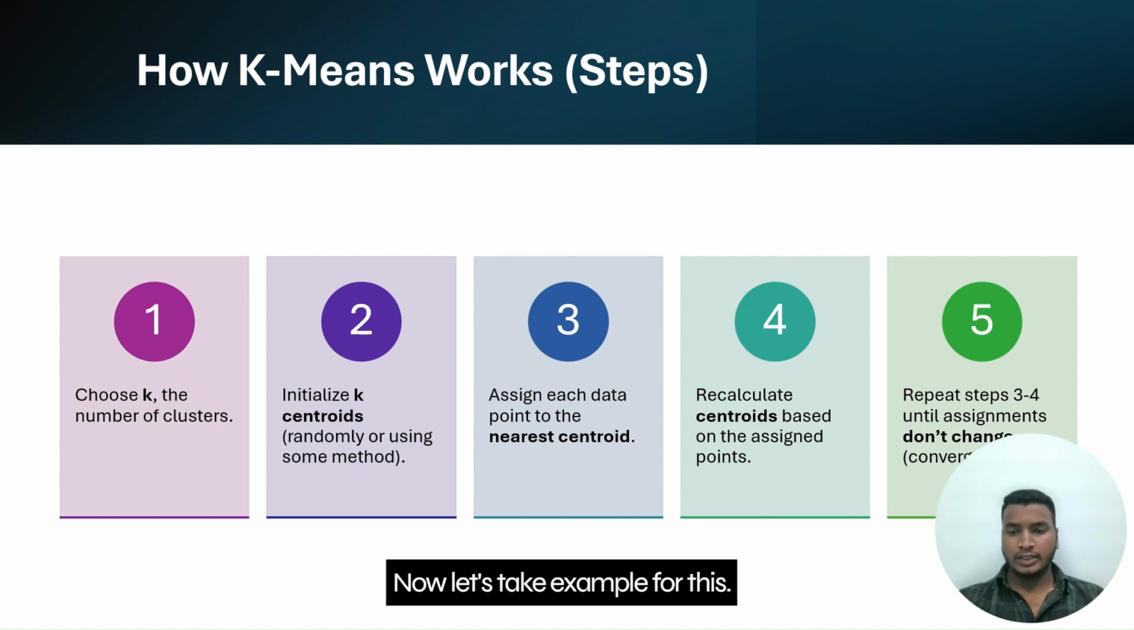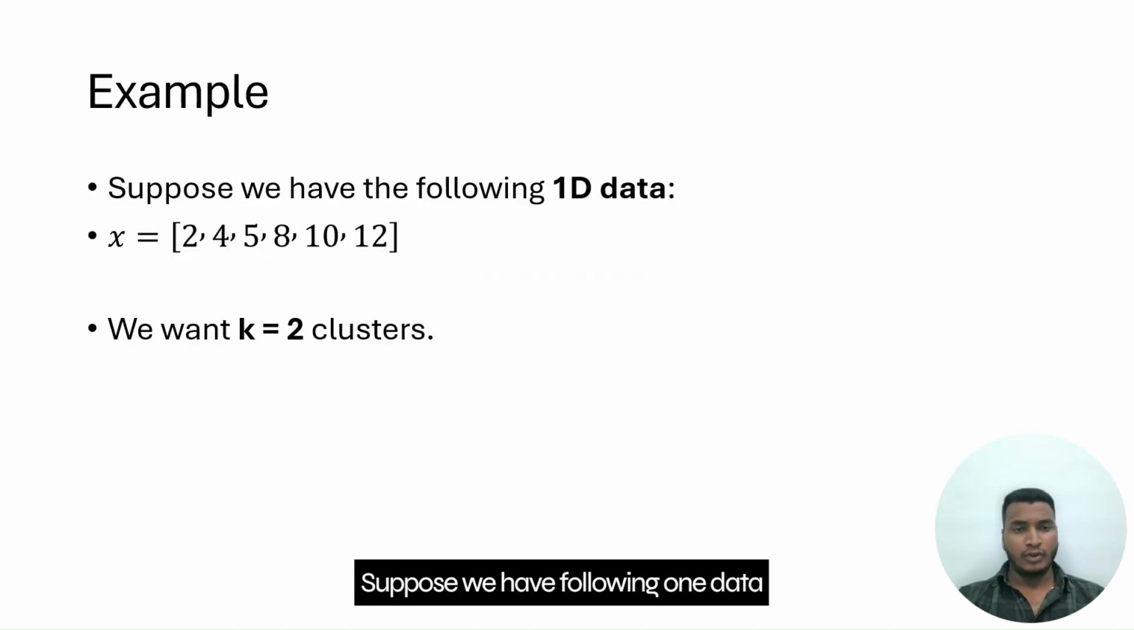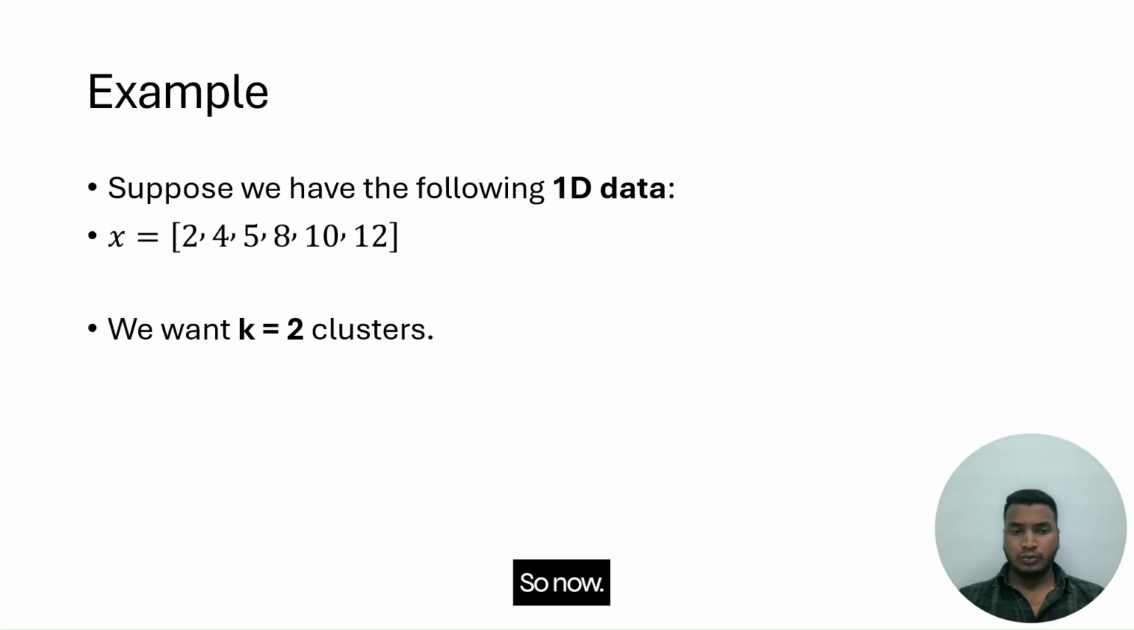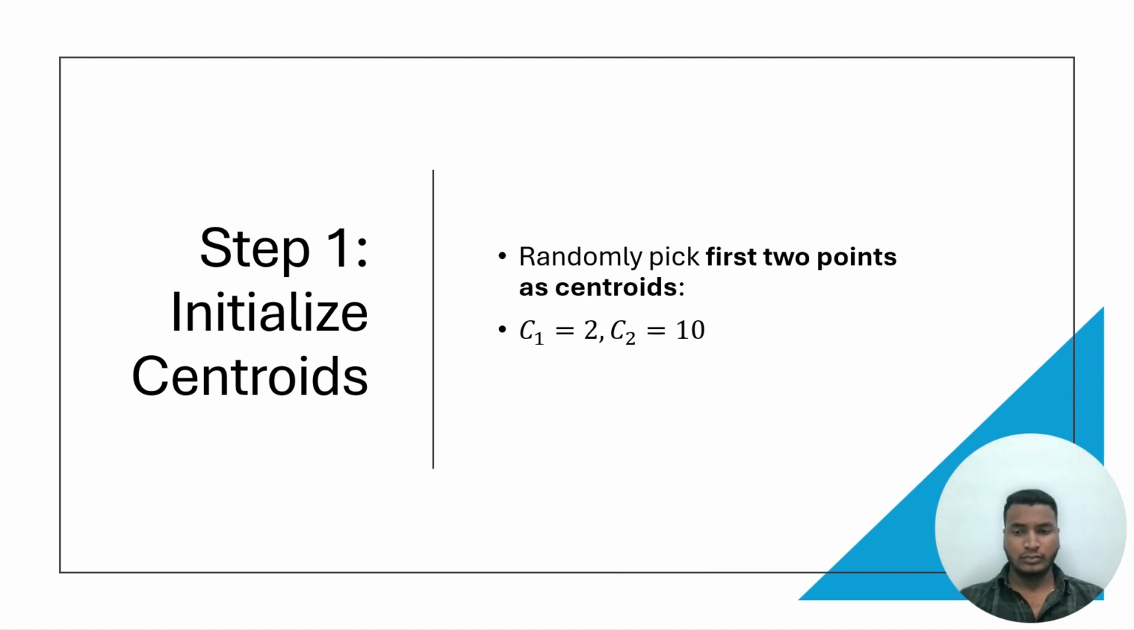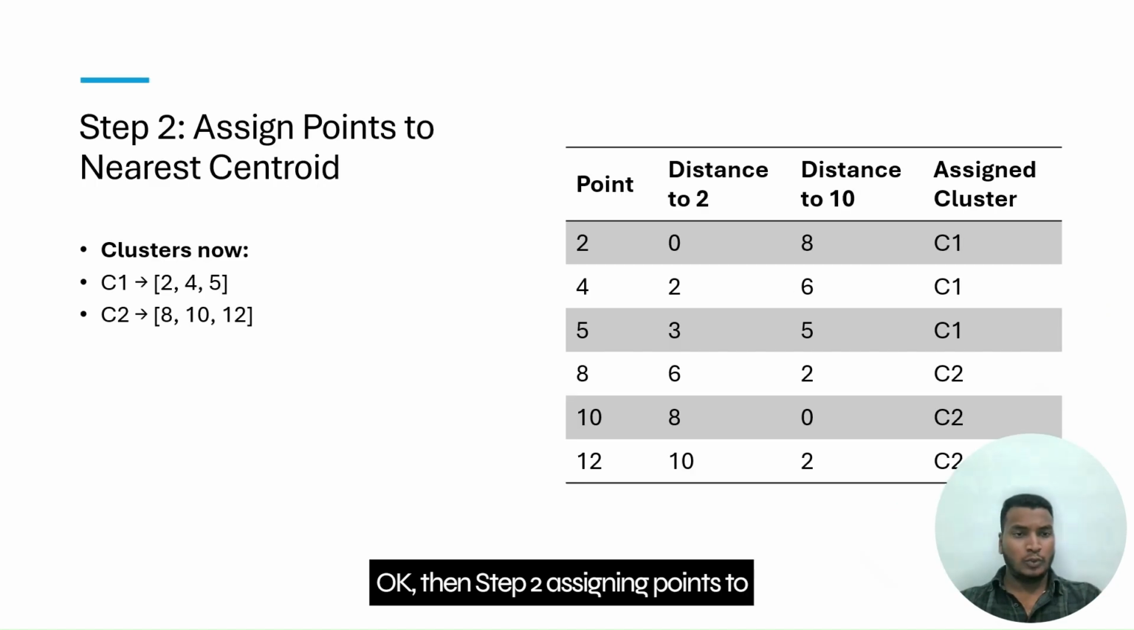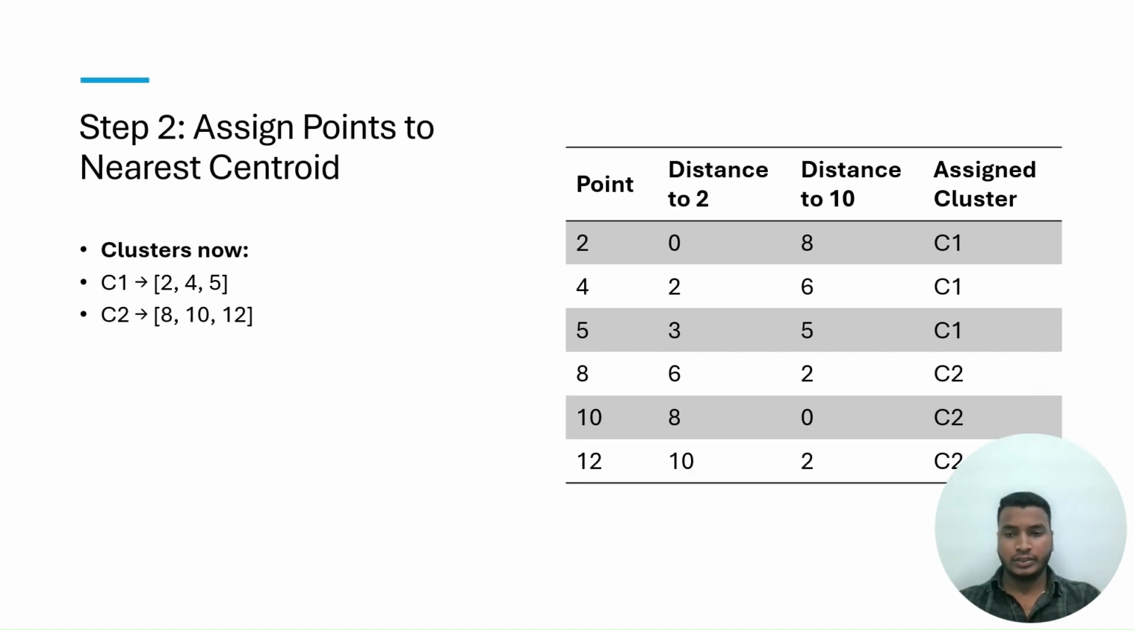Now let's take an example for this. Suppose we have the following 1D data, x equals 2, 4, 5, 8, 10, 12. We want K equals 2 clusters. For this, we need initial centroids, randomly picking two points as centroids: C1 equals 2 and C2 equals 10. Then step 2, assigning points to the nearest centroid, for the points 2, 4, 5, 8, 10, 12.